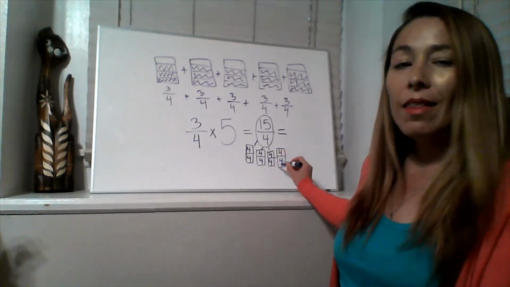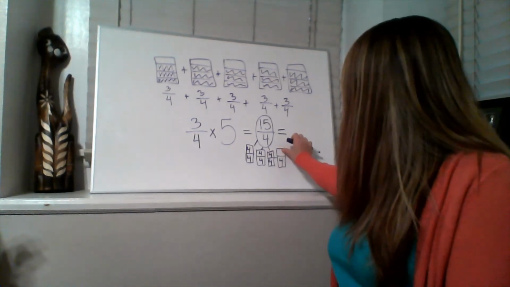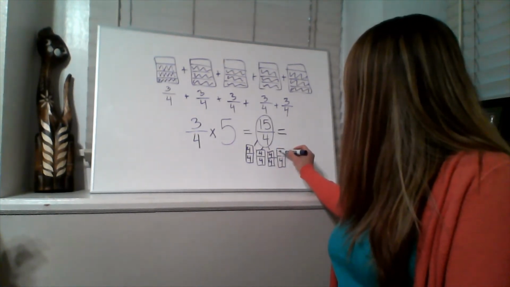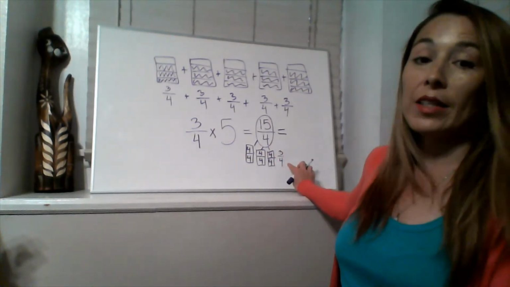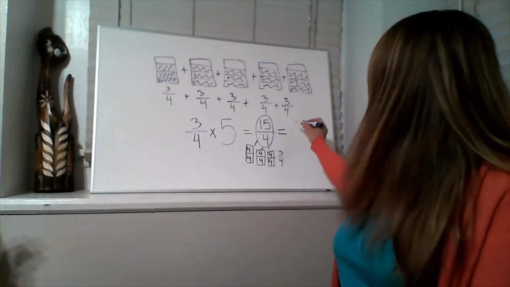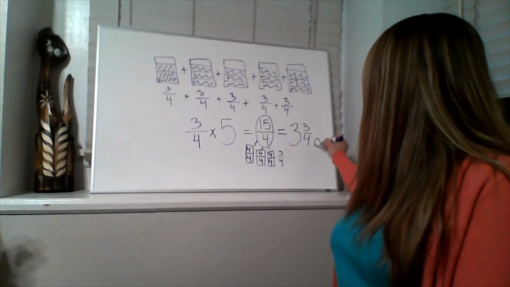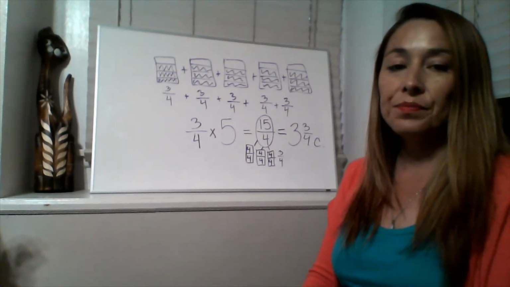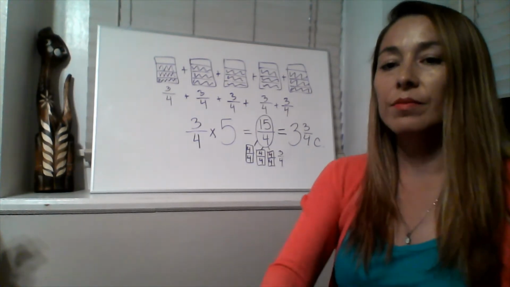Wait a minute. That's 16 fourths. I can't take another 4 fourths. I can only take out 3 fourths. So that's not one whole. That's a fraction. So let's see how many whole numbers I have. 1, 2, 3 wholes and 3 fourths cups of water. I'm going to show you another way you could solve this in the next part.